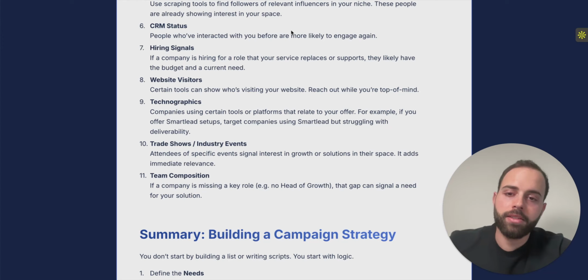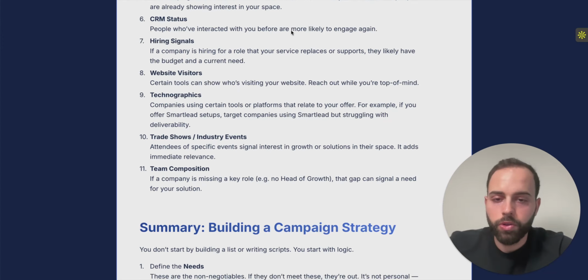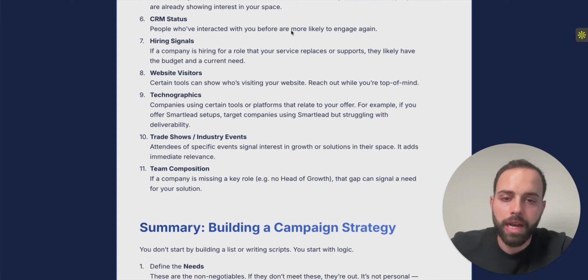Number 9 is technographics. So companies using certain tools or platforms that relate to your offer. So for example, if you offer Smartlead setups, then you could target companies that are using Smartlead but struggling with deliverability, or even just companies that are using Smartlead in general because it indicates that they're already using cold email. Number 10 is if you go to trade shows or industry events, then attendees of those specific events obviously signal interest in growth or solutions in their space, so it adds immediate relevance.